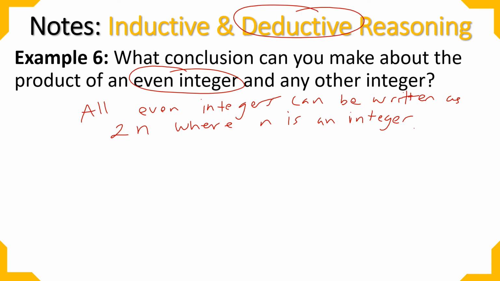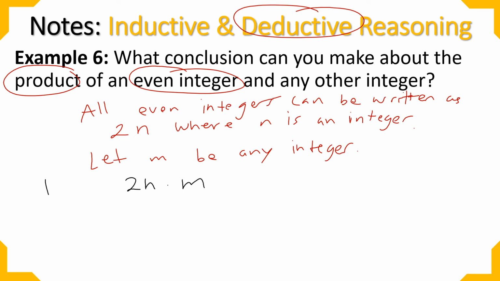And we're going to let m be any integer. Now the question is, what happens if I find the product of this even number and this other integer? So we're going to take 2n and multiply it by m. We're going to find the product. 2n times m is 2nm.